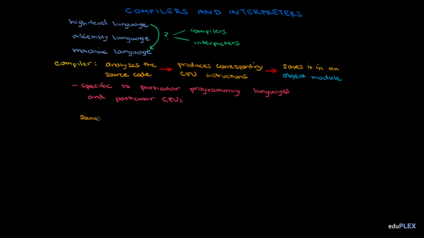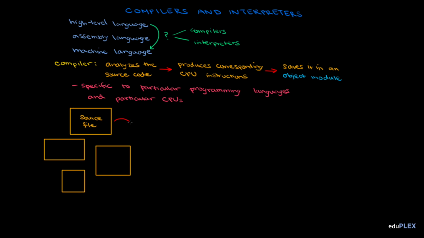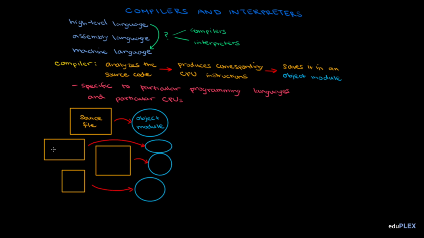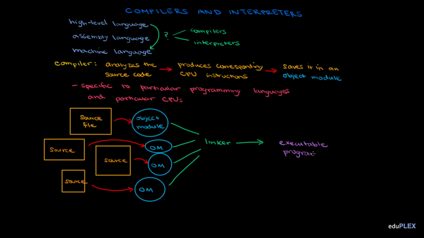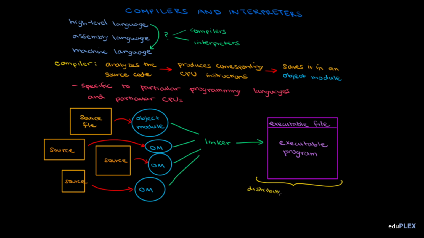If we had larger, more complex programs, they might not have only one source file, they might have multiple. Each of these separate source files is compiled into its own object module, and then a linker comes in, which is a program that combines all of these object modules into one single executable program that gets saved in an executable file. So for any compiled program, once it gets written and is tested, the final executable program in the executable file is what gets distributed to the users.